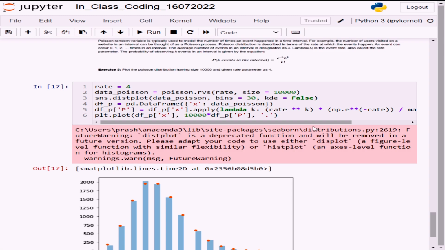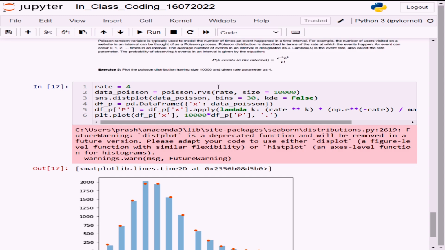I will be sharing the IPYNB file so that everything is available for you to run directly. You don't have to type. Just remember this name. You will be getting a file by this name, in class coding on this date, 16/7/2022. We are writing this code in class, so you will get this file as it is. Simply run that. Any other doubt?